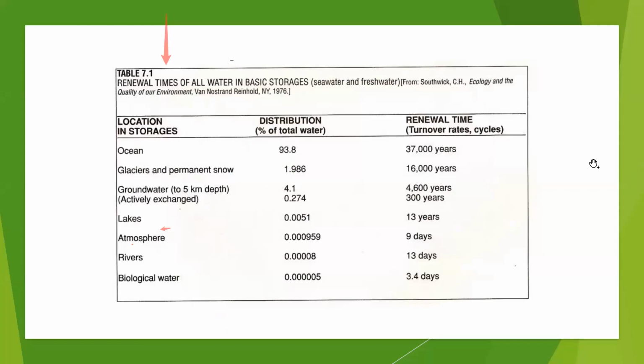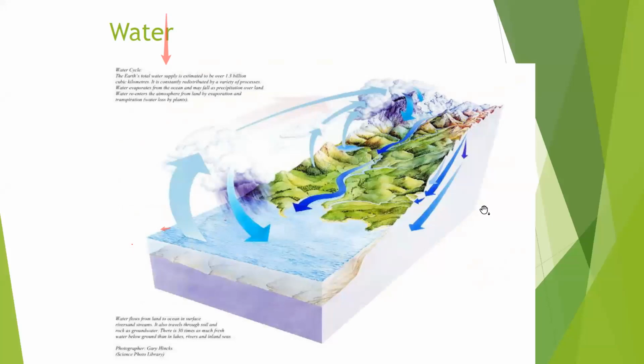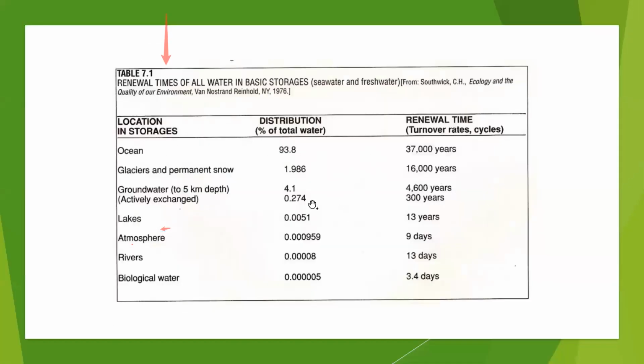Of all of the water that is on our planet, 93.8% is in the ocean at any one time. So there's a lot of water, but most of it is not very available, and it's salty. Another nearly 2% is locked up in glaciers and permanent snow. That is decreasing. And about 4% is in the groundwater, deep down in the bedrock, and maybe not moving around. Maybe only a small percentage of that is actively exchanged. There's a tiny proportion of all the water in lakes, even smaller in the atmosphere, in rivers, and then trapped within life itself.